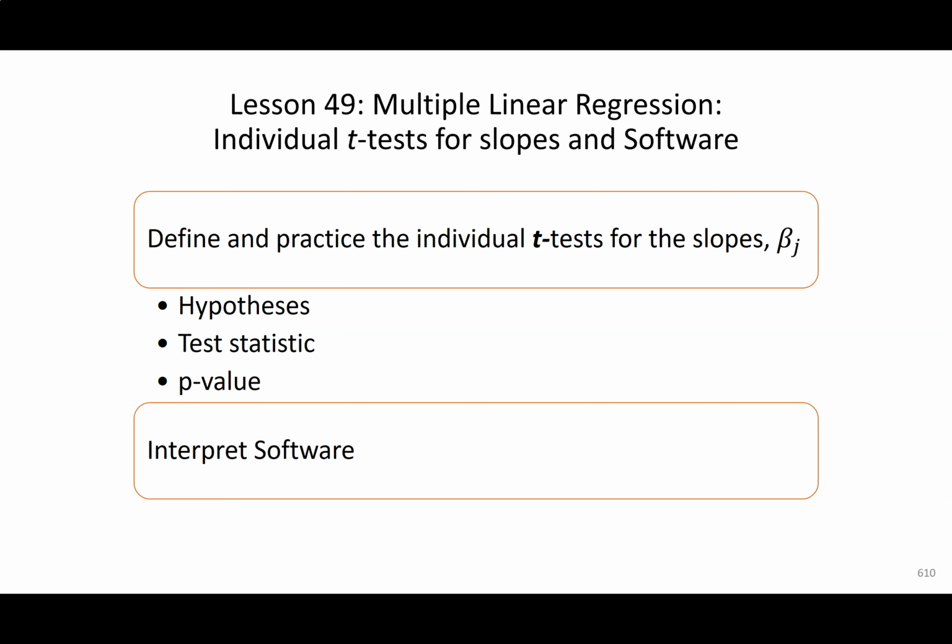Welcome to lesson 49. This should be a throwback to when we were doing single factor ANOVA. Our first step was to say, is at least one of the means different? And then our follow-up was to say, well, which ones? In this case, for testing multiple explanatory variables, we ask, is at least one explanatory variable useful? Our follow-up should be, okay, if at least one is useful, which ones? So we're going to talk about our hypotheses, the test statistics we use, p-values, and interpreting.